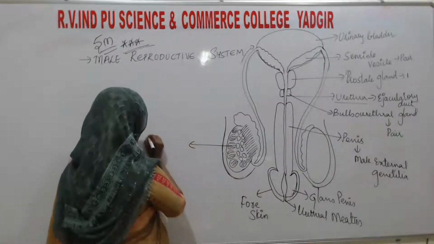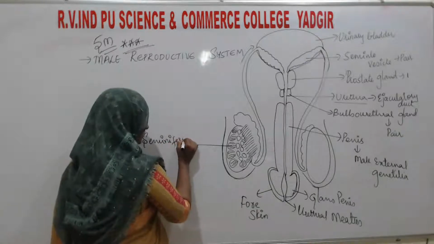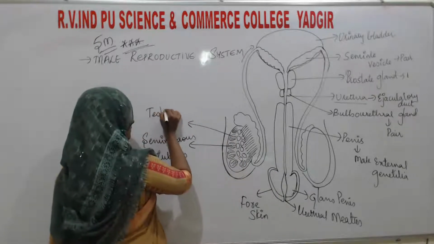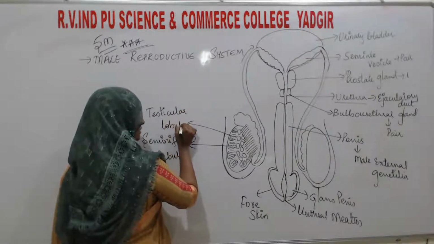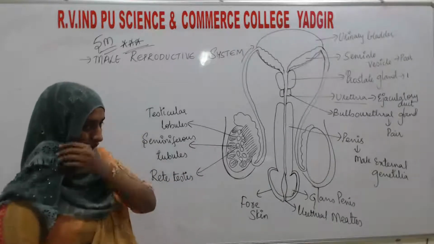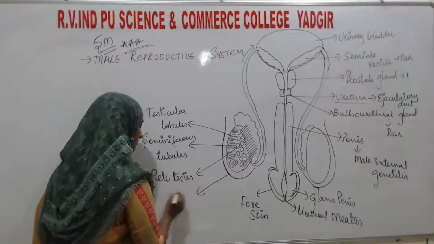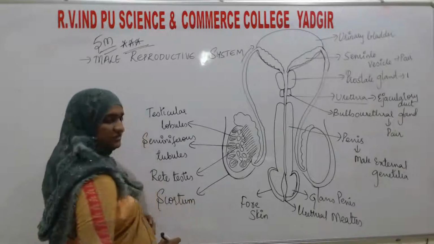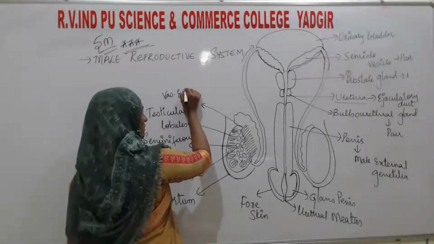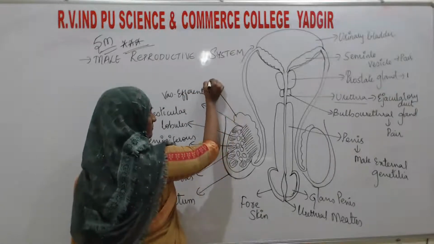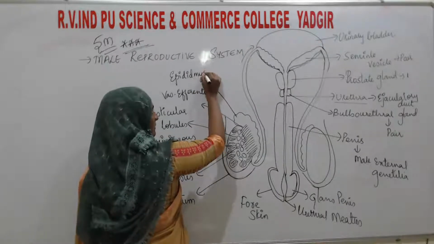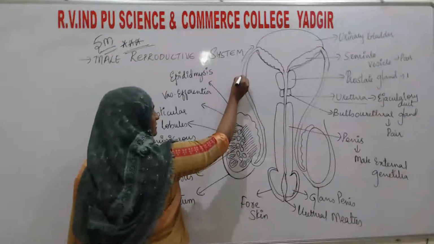See here, these are the seminiferous tubules. These are the testicular lobules. These are the rete testes. And one more very important point, testes are located in a sac, and that sac is the scrotum. Besides this, this is the vasa efferentia. This is the epididymis. And this is the vas deferens.